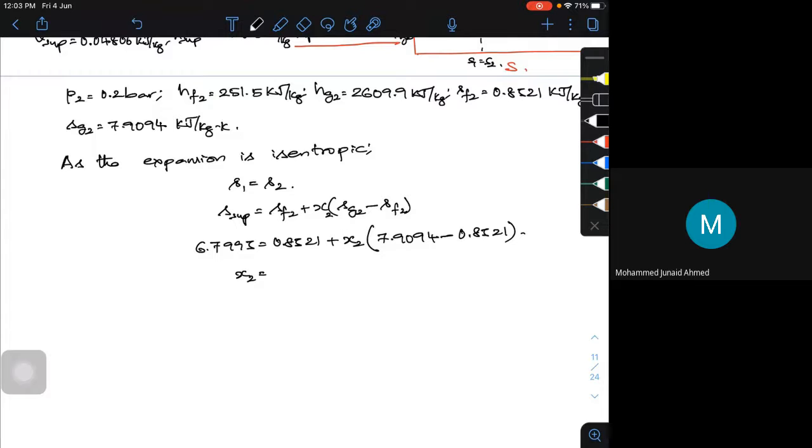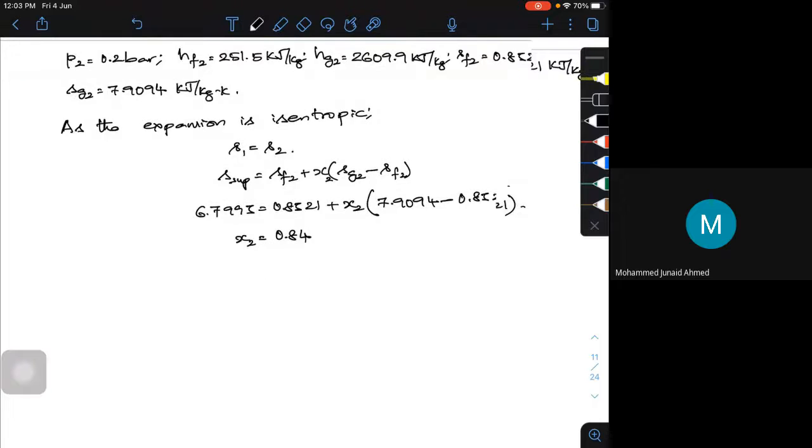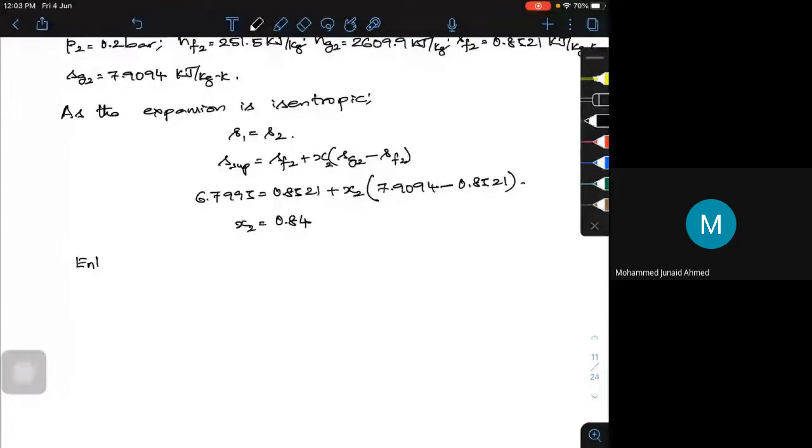Can you tell the value? So 0.8431. Okay, 0.84, that's fine. No units, it's a decimal. So one particular value we were supposed to find. Now we have to find X, then we have to find enthalpy. So enthalpy at condition 2, at the exit.